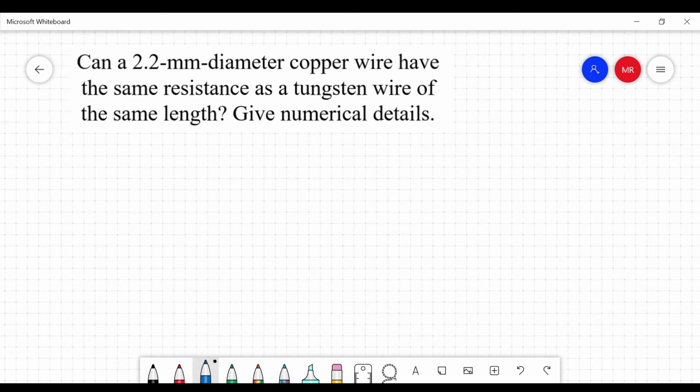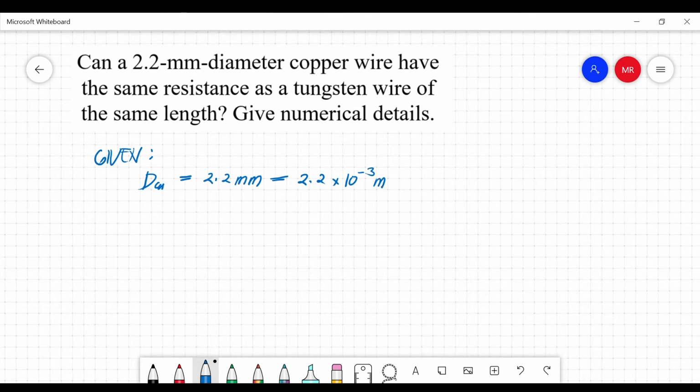So let's have the given for this problem. The diameter of the copper wire, let's say diameter copper equal to 2.2 millimeter, or this is equal to 2.2 times 10 raised to the negative 3 meters.